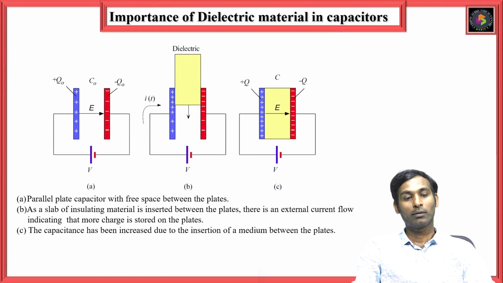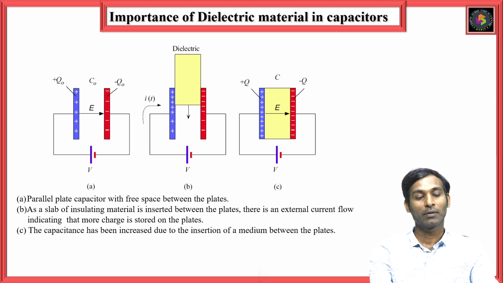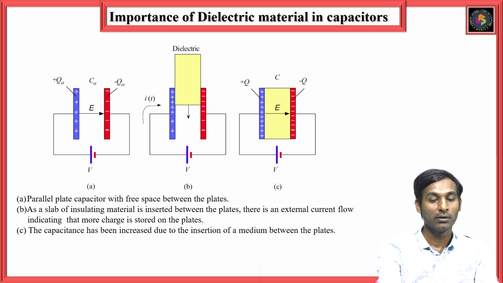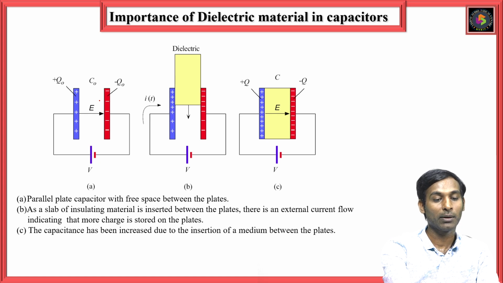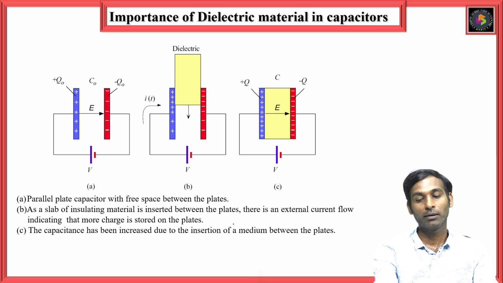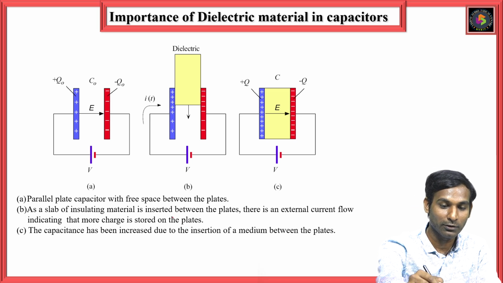See, for example, the importance of dielectric material in a capacitor. A capacitor is an energy storage device. You can see three different diagrams. First, a parallel plate capacitor with free space between the plates, with one positive charge and one negative charge. Voltage is applied, giving the electric field direction. Then, a slab of insulating material is inserted between the plates. There is an external current flow indicating the charge is stored in the plates. You can see the dielectric material is placed here.